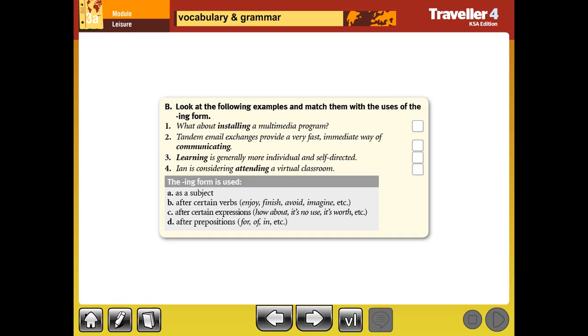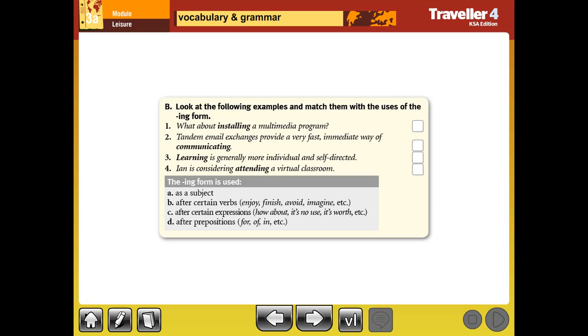There are other verbs. Also, C: after certain expressions. How about, what's its meaning? How about meeting tonight? How about visiting our friend? It's no use wasting my time. It's no use doing this exercise. Verb plus ing after it. It's worth buying this car. Expressions like how about, it's no use, it's worth, and others.